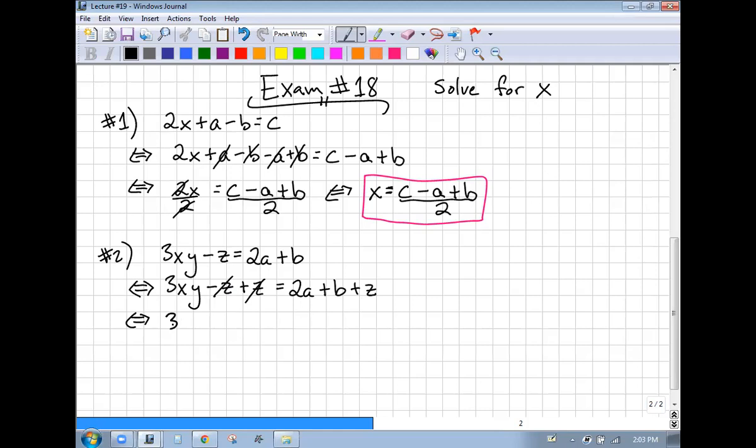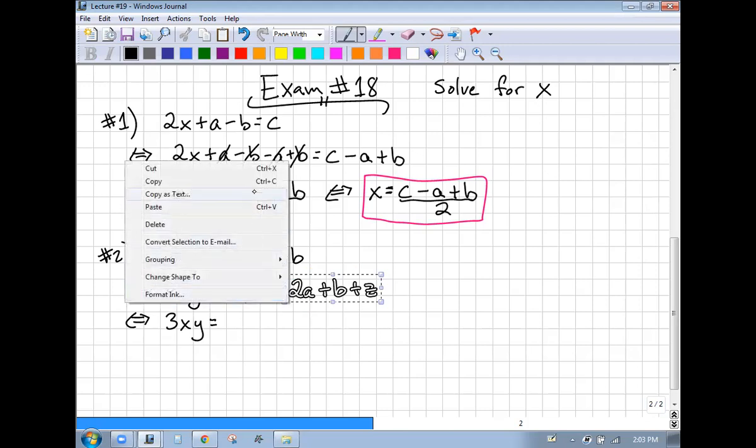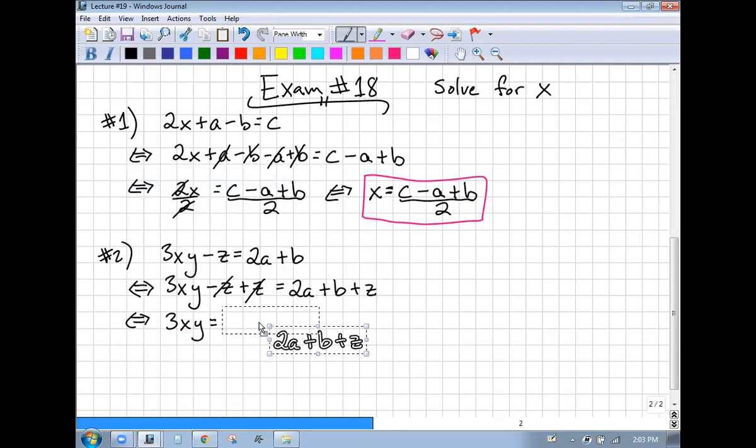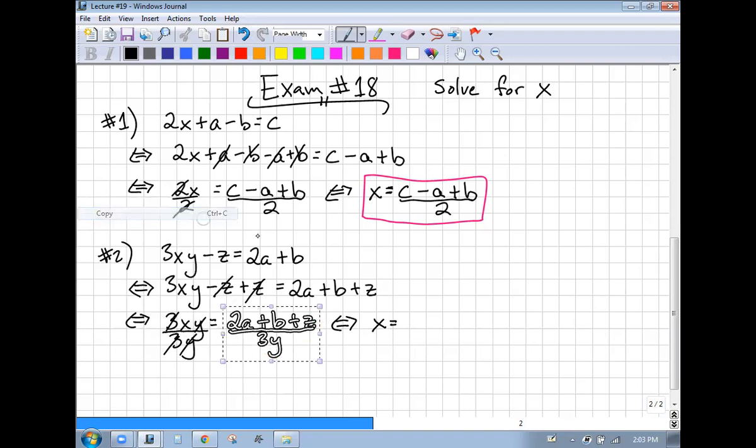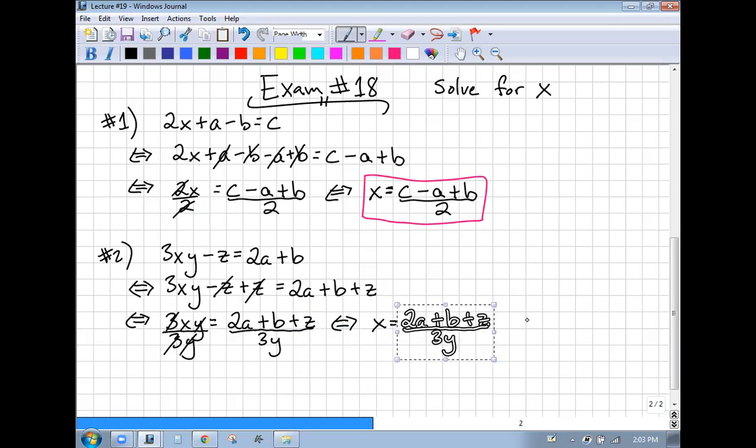So now we're left with this 3, an x, and a y, and all of this on the other side. Now we've got to get rid of the 3 and the y. In order to do that, we'll divide both sides by 3 and y. So that 3 goes away, that y goes away, and we're left with our x. So we'll rewrite it over here: x is equal to this stuff. It's not too bad, right? Now we put a box around our answer.